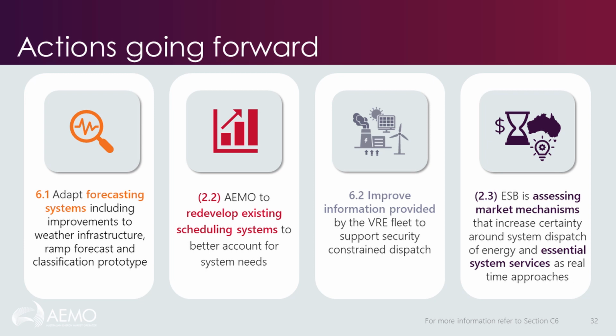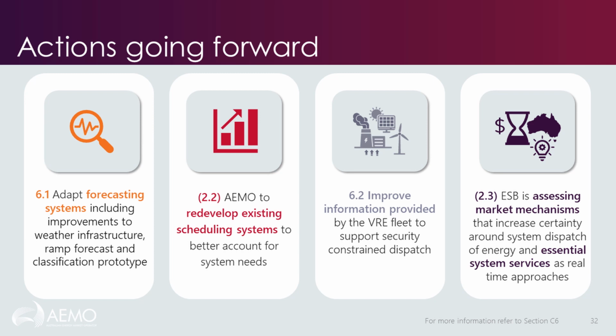So really, the actions coming out of this work are that we need to adapt the forecasting systems that we have to improve our understanding of uncertainty and risk, particularly during ramp events. We also need to redevelop existing scheduling systems, like our PASA system, to better account for system needs such as ramping requirements. Third here, we need to improve the information that is provided into these scheduling systems in order to have the right resources available at the right time to manage future variability and uncertainty.